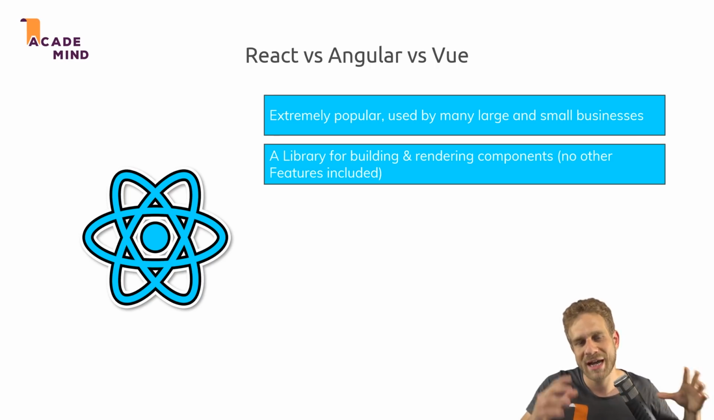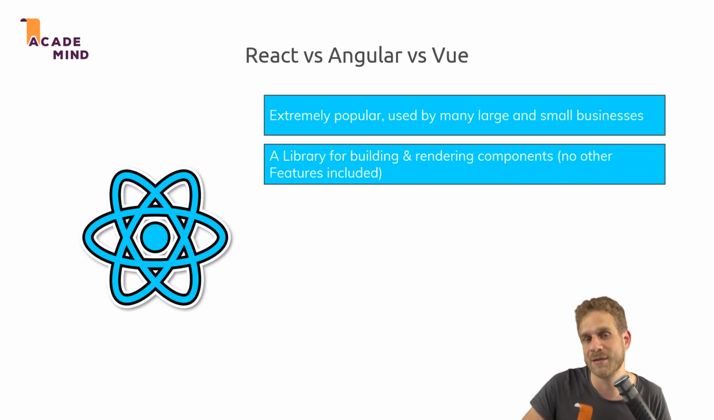Now, library has one implication. It means it focuses on one or very few things. It's not a complete suite of tools, and that will become important once we start comparing it to Angular or Vue. The component thing is the more important thing, though. Components are basically reusable UI elements. HTML by default has some components, like an input field, a button, but they're pretty basic, don't have much styling, and it definitely lacks more complex components like date pickers.